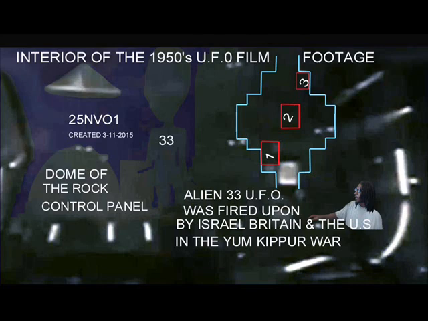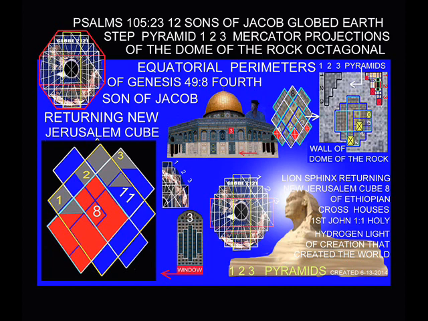We see the Genesis 49:8, fourth son of Jacob, as the biblical African couching lion sphinx of ancient Giza, Gaza, Palestine, Ethiopia, and Jerusalem. He entered into North Africa, bringing the Babylonian stele pyramids into Saqqara. This is why we now see the Dome of the Rock, Outer Wall, Stone Rectangular window frames, globe earth stele pyramid Mercator projections of the 12 sons of Jacob.